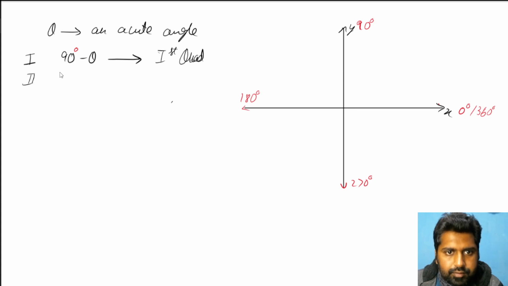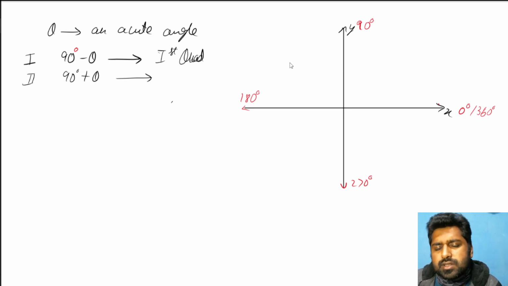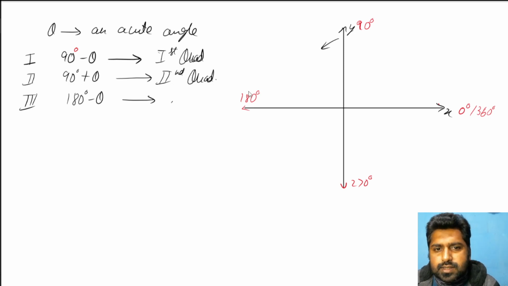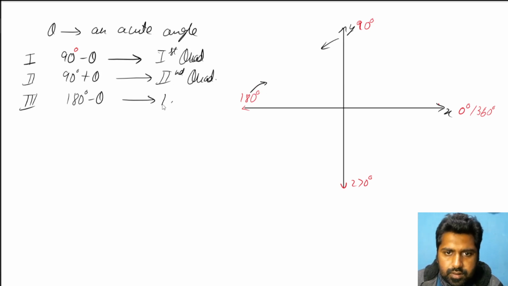Second, we'll have to talk about 90 degree plus theta. So 90 plus, just imagine theta is again 10 degree. So 90 plus 10, 100 degree. More than 90 degree will come in the second quadrant. So now 90 plus theta represents the second quadrant. Third, let's imagine 180 degree minus theta. Let's assume 10 again. 180 minus 10 is 170. Less than 180 degree again comes in the second quadrant. So the second quadrant can be represented by 90 plus theta and also 180 minus theta.